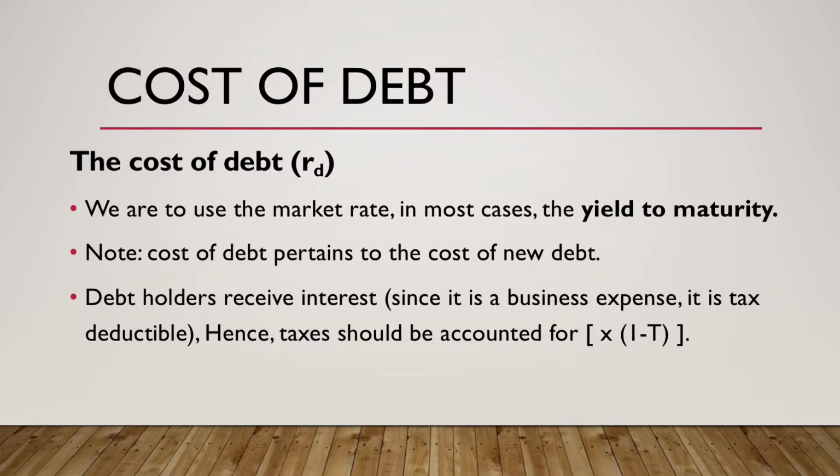The bond or debt holders technically receive interest. Since it is a business expense, it is tax deductible. Hence, taxes should be accounted for using the following formula: R sub D times 1 minus the tax rate. Let us refer to the next case for the cost of debt.